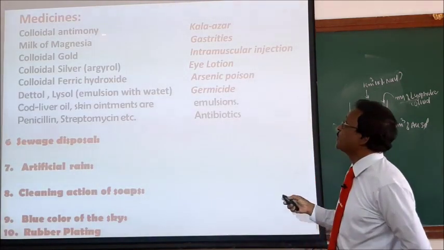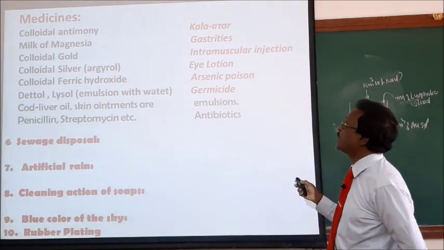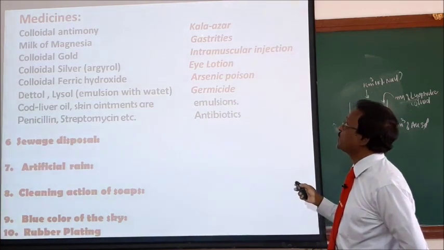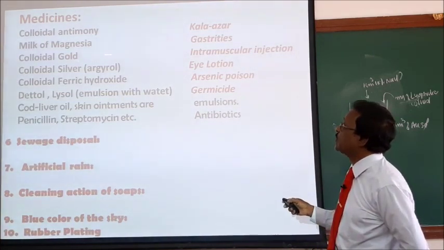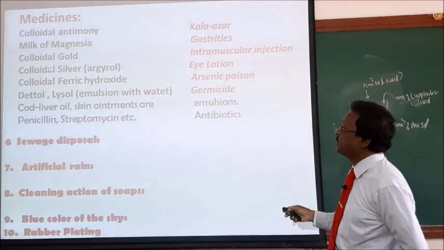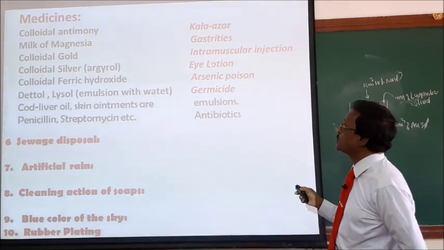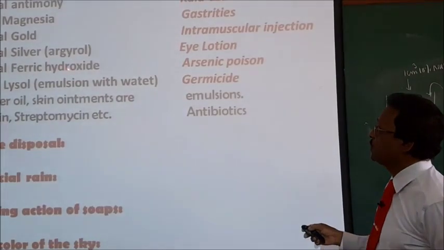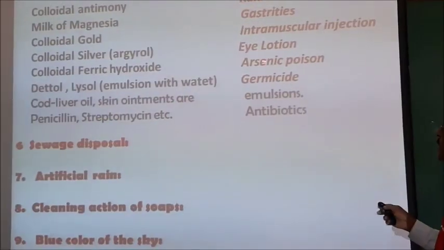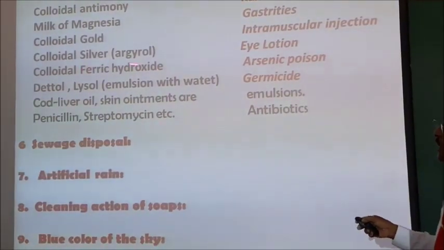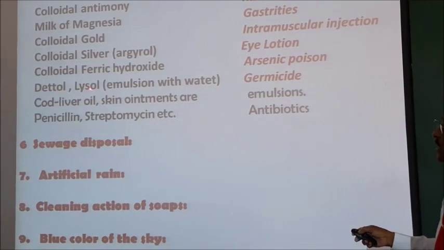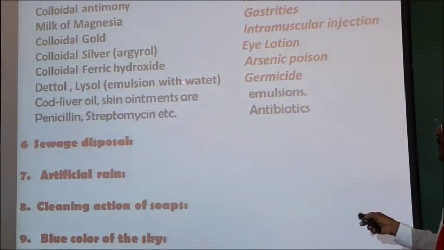Colloidal antimony is used to cure Kala Azar. Milk of magnesia is for gastritis, colloidal gold for intramuscular injection. Colloidal argyrol is used as eye lotion. For any arsenic poison, including snake bite, they give ferric hydroxide. Even Dettol and Lysol, the germicides you are using, are colloidal in nature.